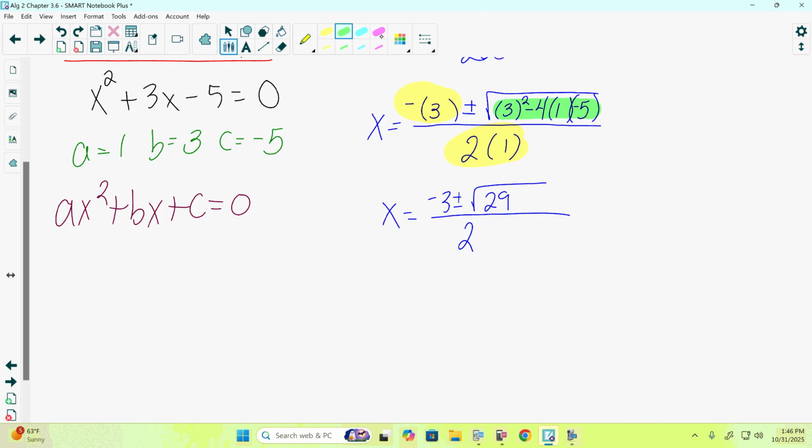Last thing we need to do is make sure that the number in front of the radical, and the denominator don't all share a common factor. If they have a greatest common factor among those 3 spots, we have to reduce it. This one here, is there a number in front of our square root besides 1? No. So there is no greatest common factor between the 3 terms. So it's telling us that the solution for this here is negative 3 plus or minus the square root of 29 all over 2. That's it.